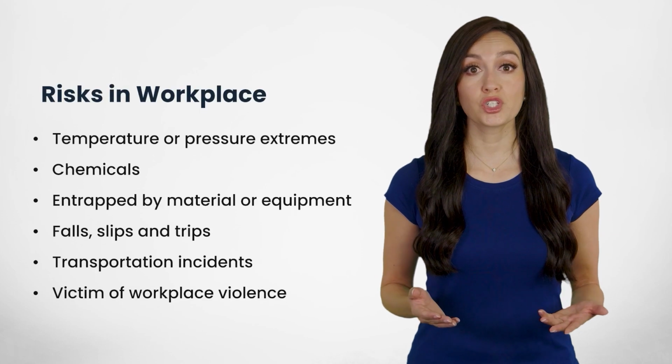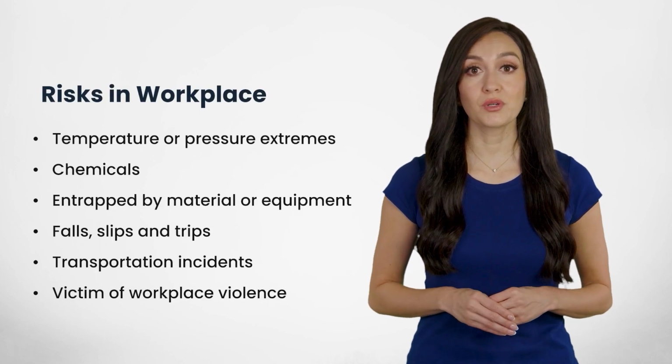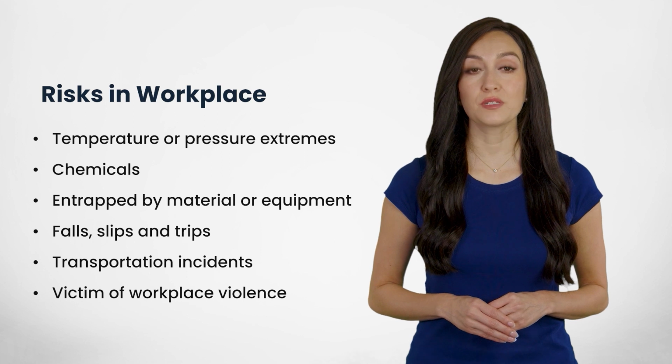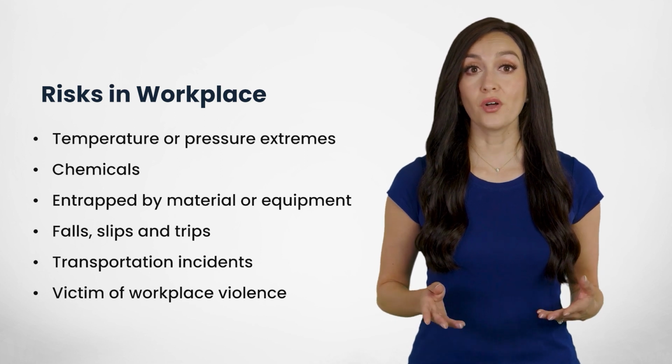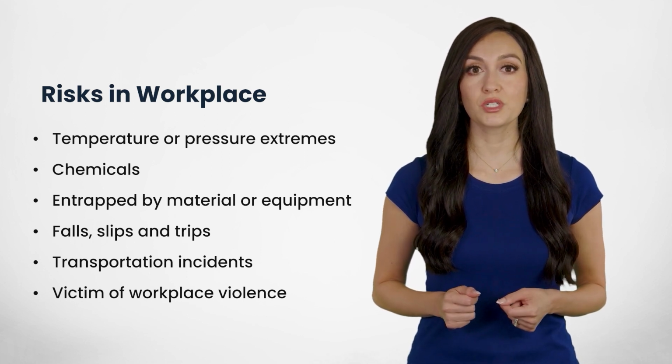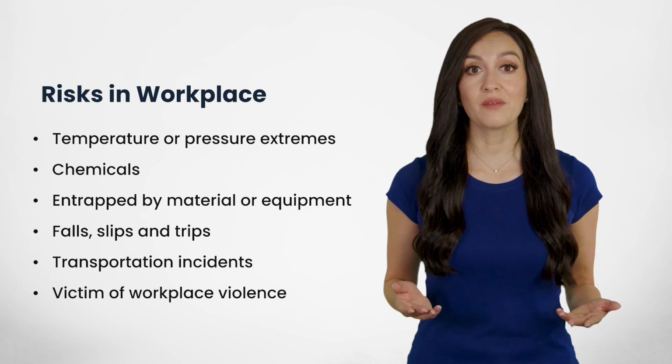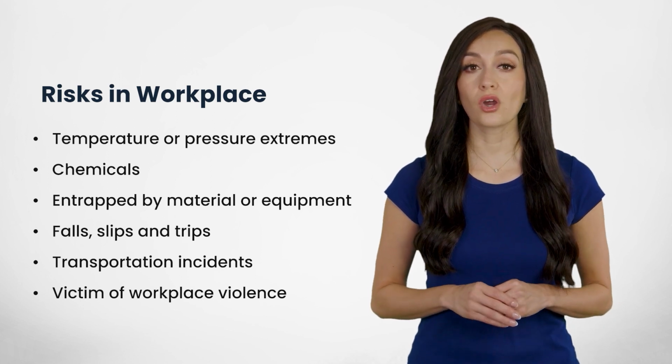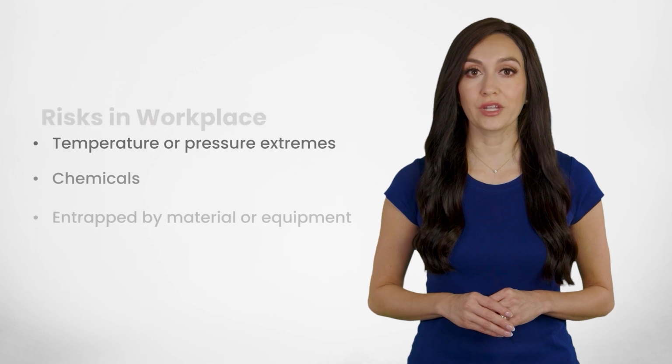We already discussed how every workplace and job task comes with its own set of risks. Exposure to temperature or pressure extremes, chemicals, being entrapped or enveloped by material or equipment, falls, slips and trips, transportation incidents, and even becoming a victim of workplace violence are all potential sources of injury or illness. Each person has their own individual level of risk for certain hazards as well. A person's body mass index, for instance, might be a predictor of how well they hold up to heat exposure and their risk of sudden cardiac arrest.